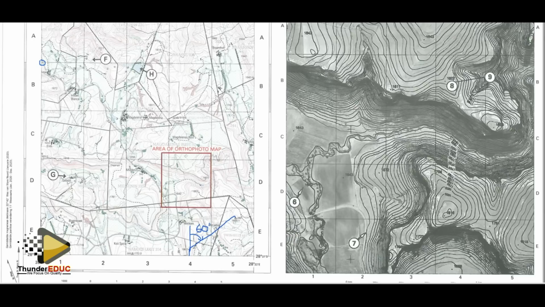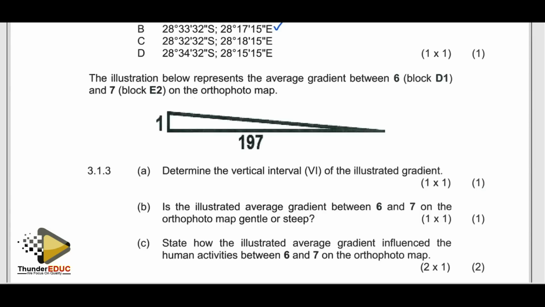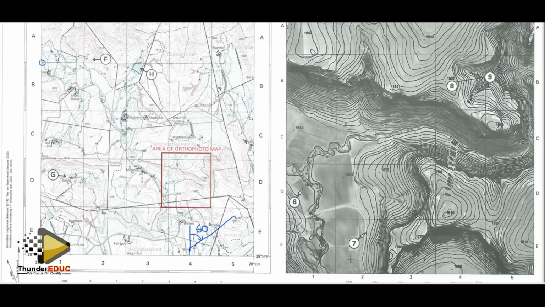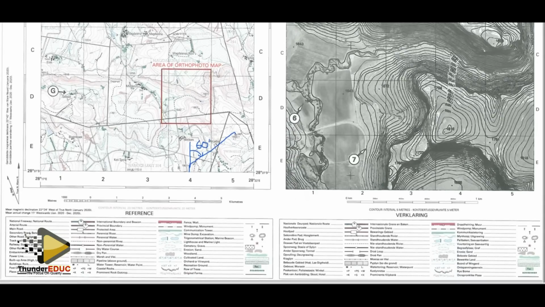The next question says, calculate the magnetic declination for 2024 if the total change is 44 degrees westwards. Right, we have the map information provided. When we are talking of magnetic declination, the information is found here at the bottom of our topographic map. That is where we find the information about the declination of an area and the size of the angle of declination.